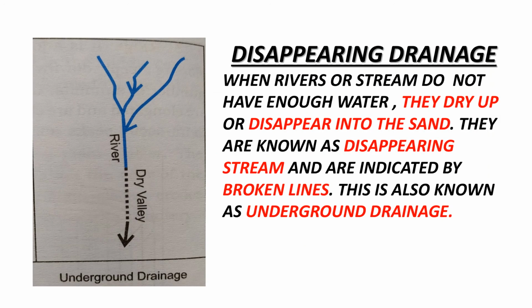Next one is disappearing drainage. When rivers or streams do not have enough water, they dry up or disappear into the sand. They are known as disappearing streams and are indicated by a broken line. This is also known as underground drainage. You can see the figure. The blue line denotes that the river is having water, and it is followed by a black dot. That means it is a desert area which consists of sandy soil, and this sandy soil is absorbing all the water. It is not allowing the tributaries to reach the main river.